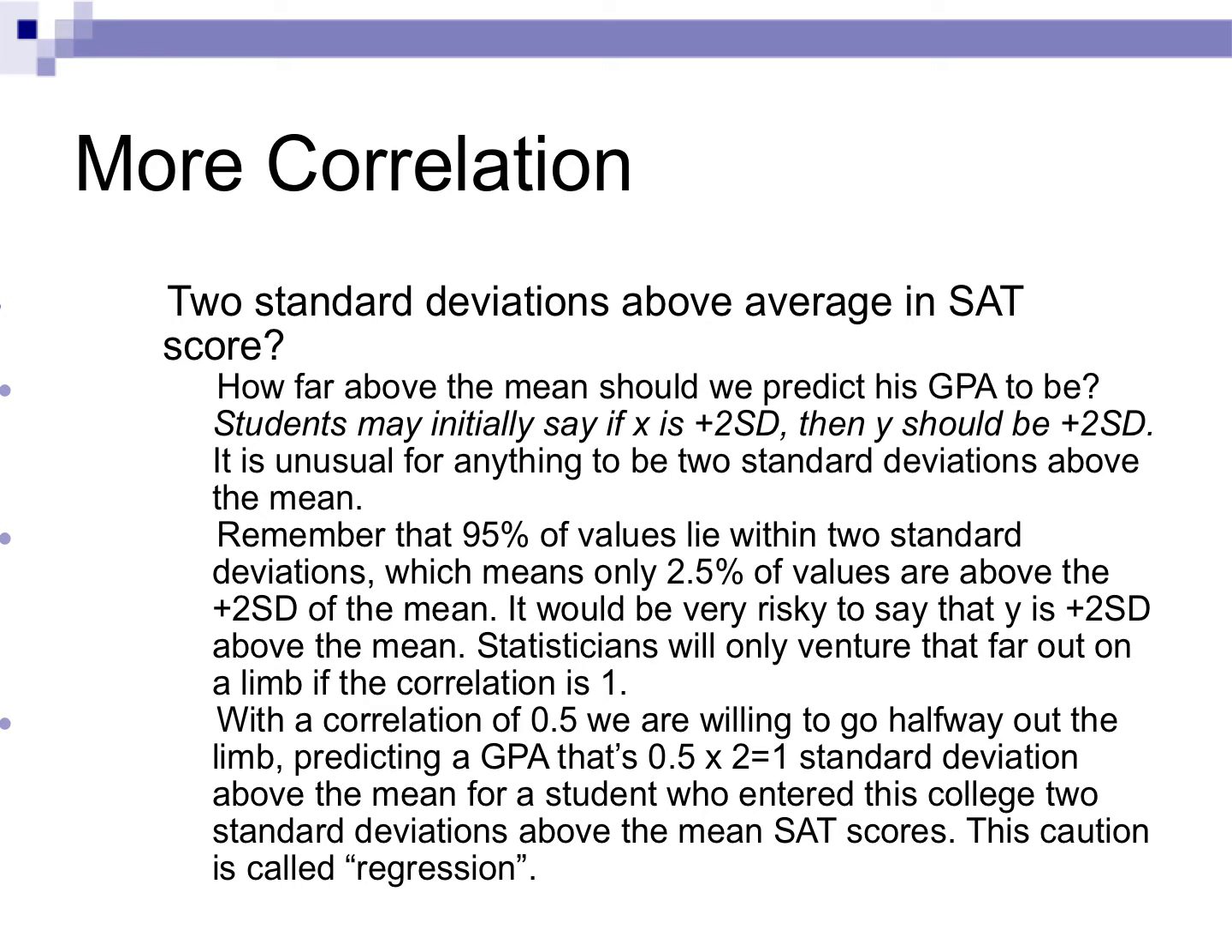It's unusual for anything to be 2 standard deviations above the mean, right? Only 2.5% of the data is above that, so it's pretty unlikely that you're both 2 standard deviations above the mean on your SAT and 2 standard deviations above the mean on your GPA.